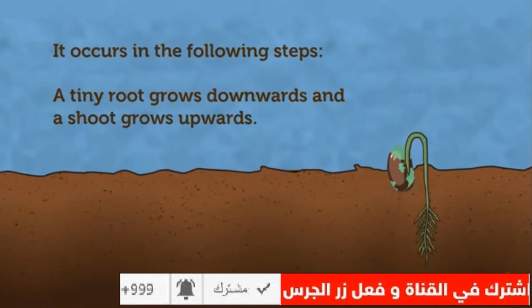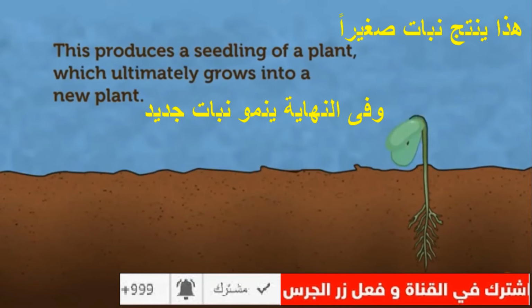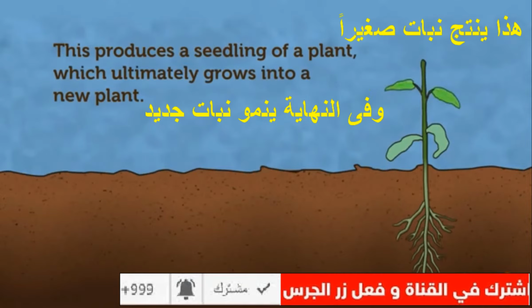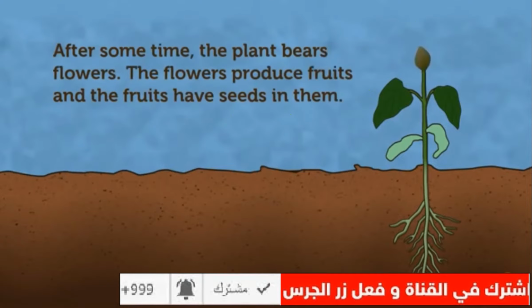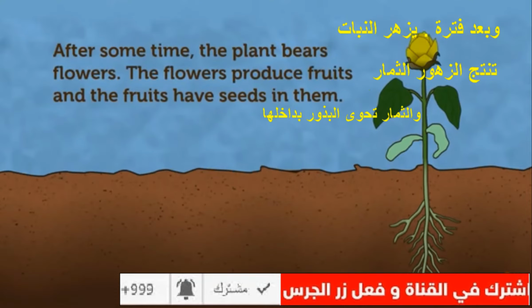This produces a seedling of a plant, which ultimately grows into a new plant. After some time, the plant bears flowers. The flowers produce fruits, and the fruits have seeds in them.